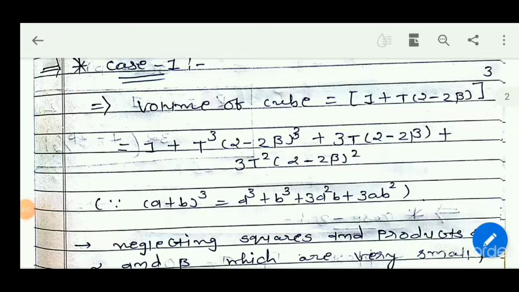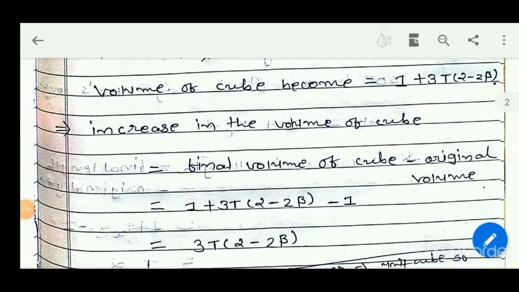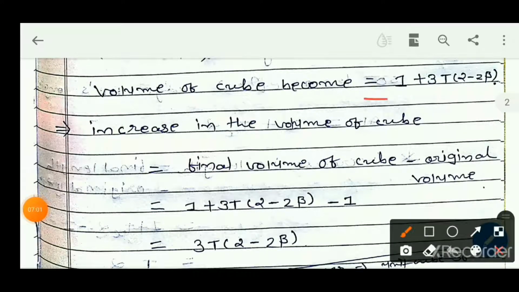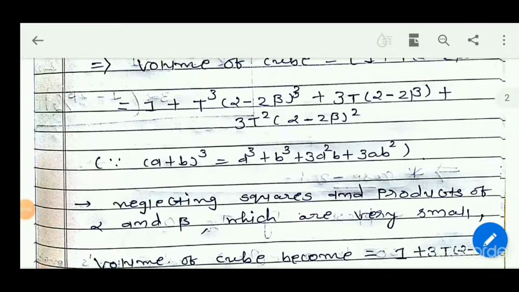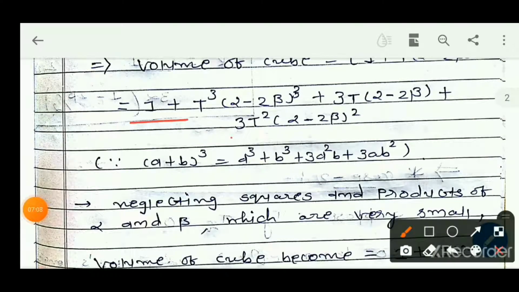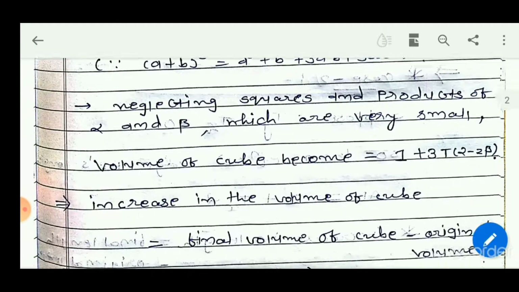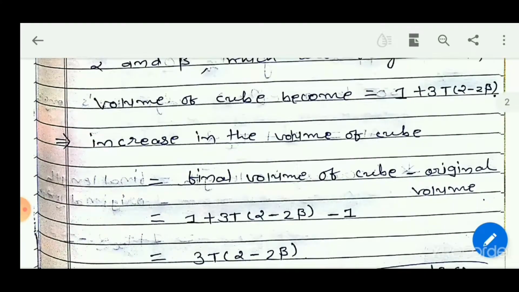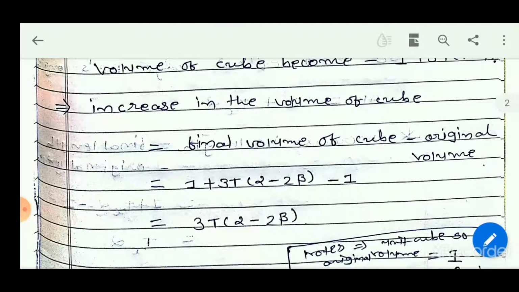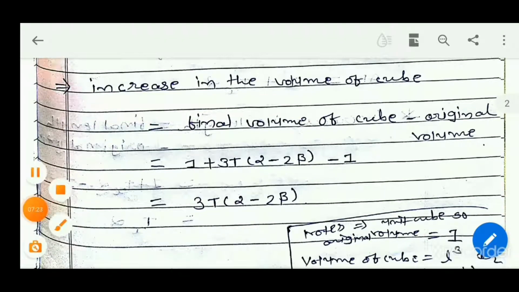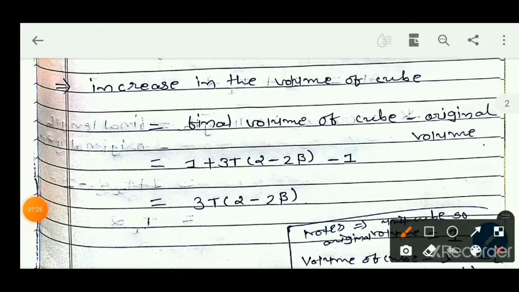Okay, so now what do we have? The volume of the cube is 1 plus 3t alpha minus 2 beta, and these two terms are neglected. So now, the increase in volume of the cube. It's a concept: final volume of the cube minus original volume.